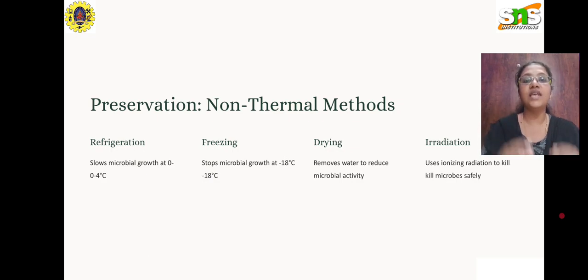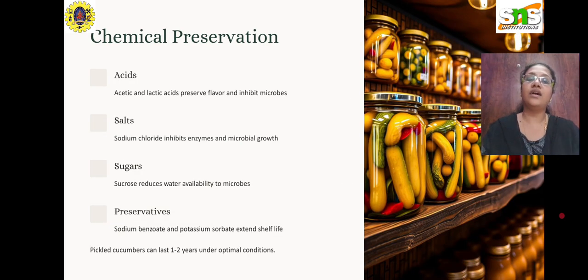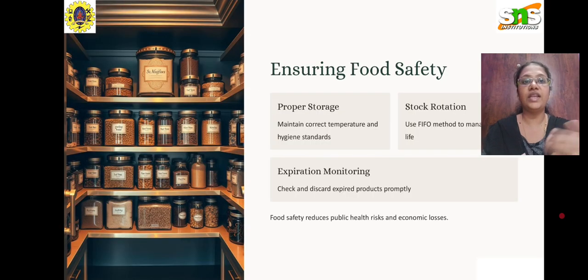These will completely stop the growth of bacteria, and ultimately give a reduction in microbial activity. So these come under the physical thermal and non-thermal methods of preservation. Also we can go for chemical preservation, like in our households day to day, where we preserve food with the help of salt, sugar, etc. Some artificial or natural preservatives are also added, like sodium benzoate and potassium sorbate, which help to extend the shelf life. In a few cases, acetic and lactic acids also play a major role in preserving the flavor and inhibiting bacterial growth.